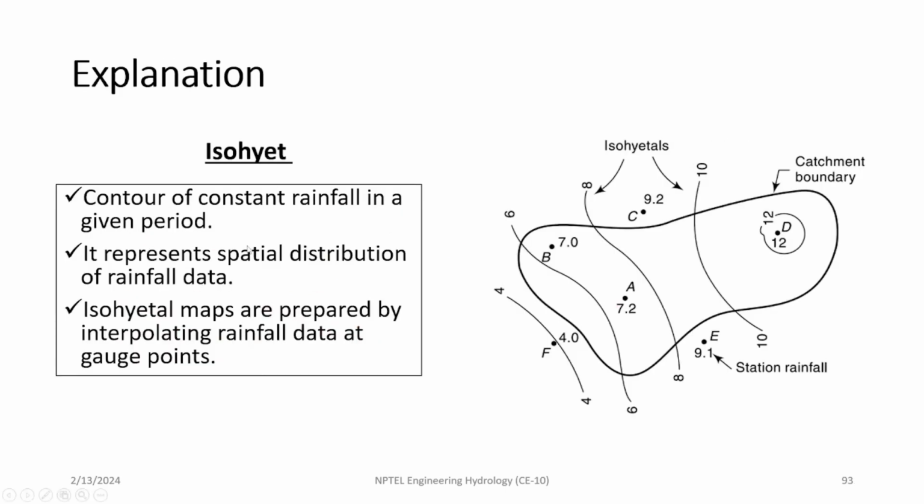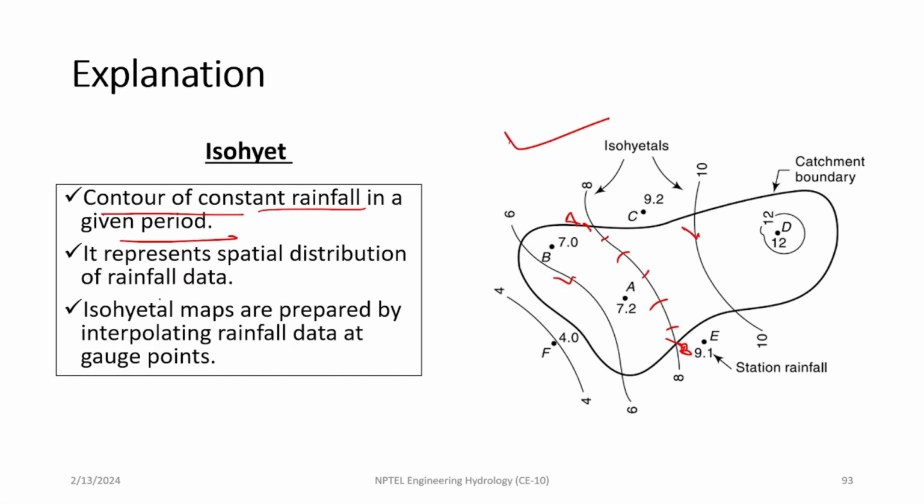So you can see from this picture that there is a watershed boundary and we are getting the ISO height. So in this entire region, from A to B, we are getting equal rainfall only. At every point we have a rainfall of 8 mm only, or maybe 8 centimeter, anything. Similarly for 10 centimeter we have, then for 6 centimeter. And how are we getting this? You can see this is basically a contour of constant rainfall in a given period.